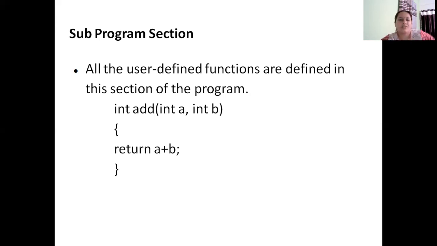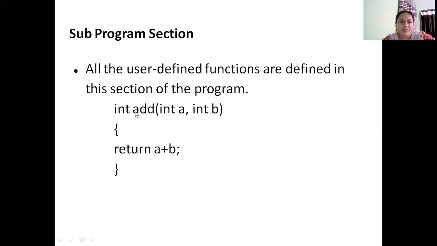One such example is a function to add two given numbers. It takes two inputs, integer inputs A and B, and it will perform an addition A plus B and return back to the calling function. This A plus B is a single value which is an integer. Hence I have written the return type as int.